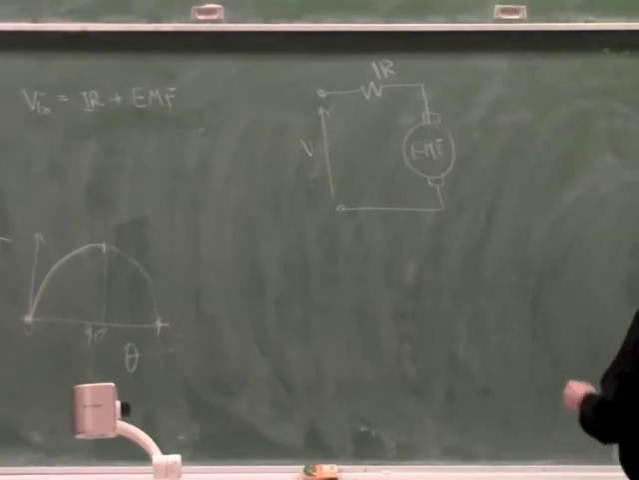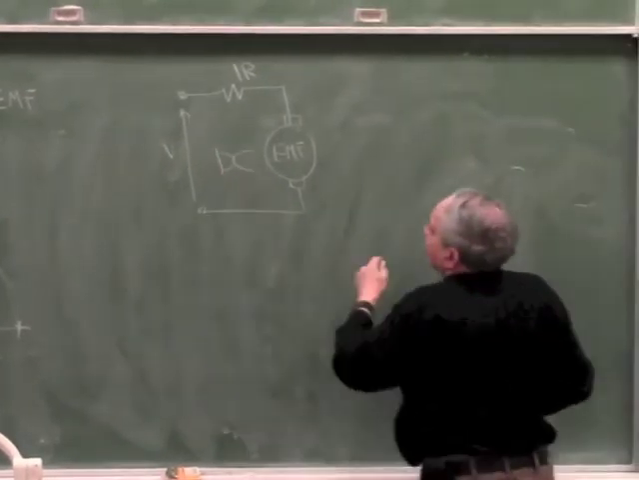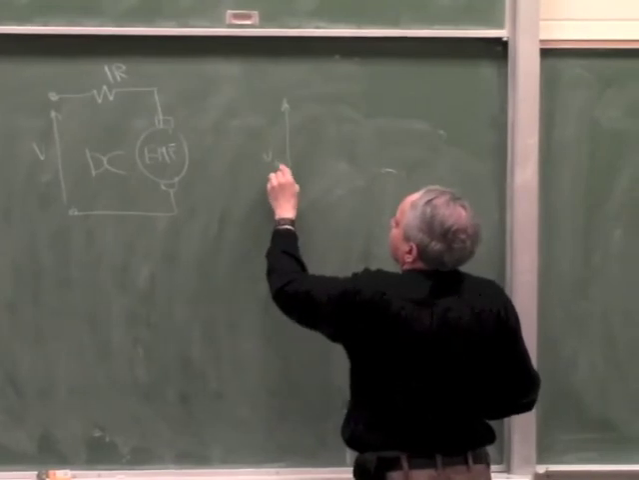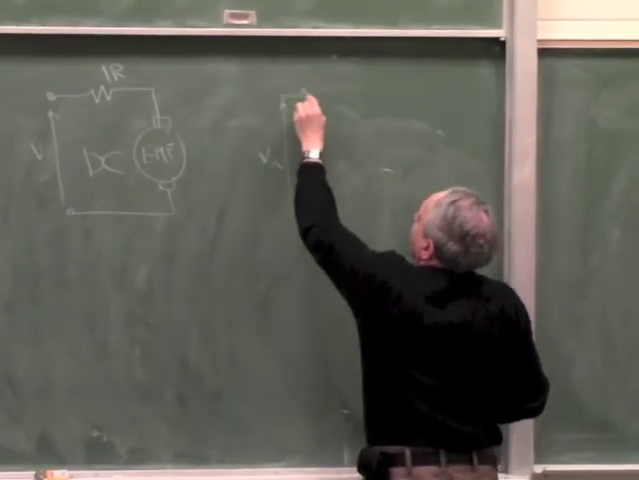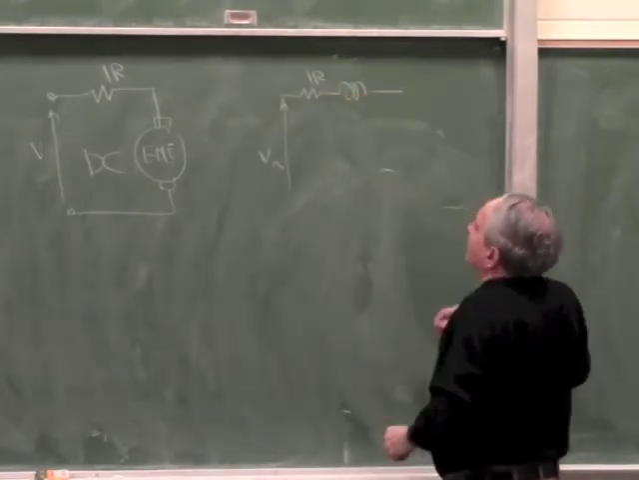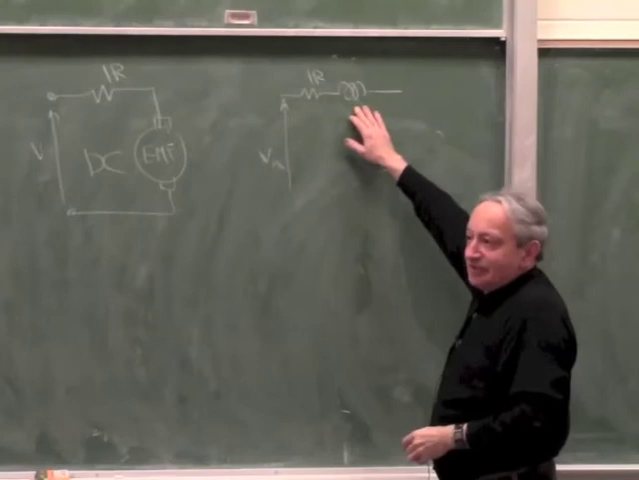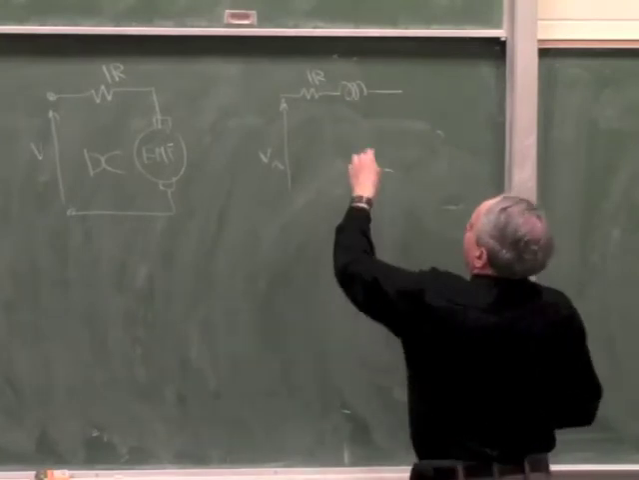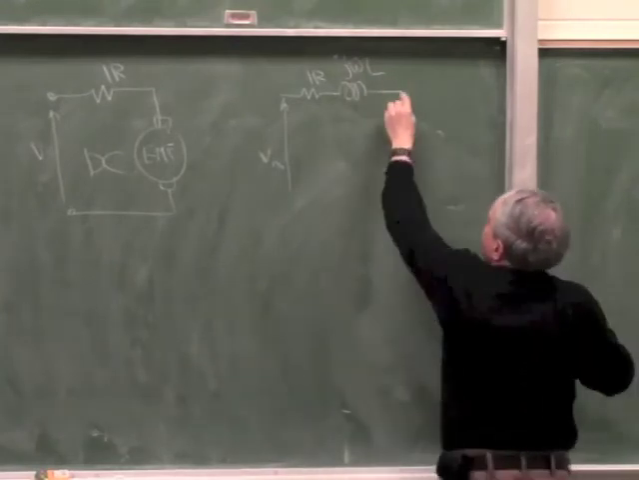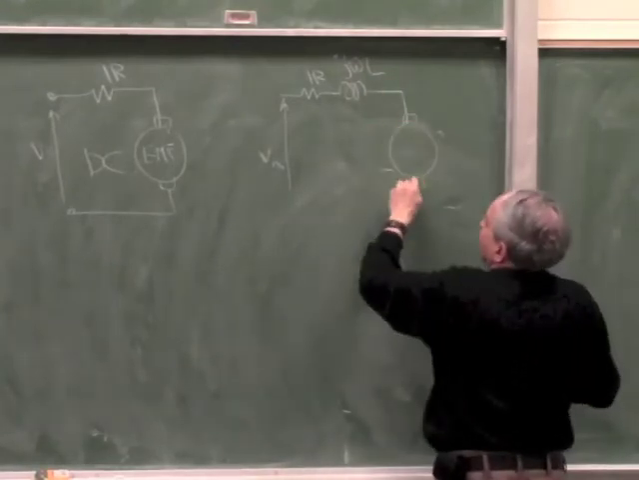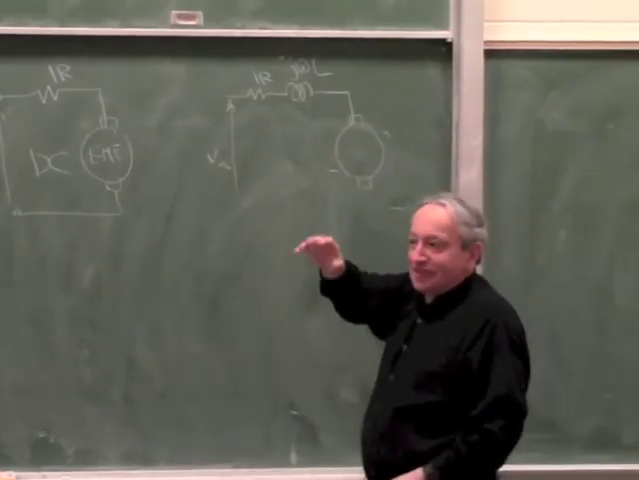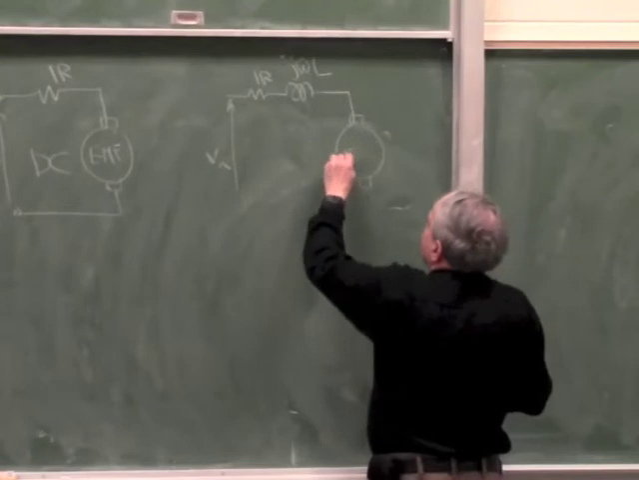Now in an AC motor, so this was for DC. In an AC motor it's a little bit more complicated because the input is actually AC. So now you have IR, but you also have some losses because there is some inductance to the coils. Okay? So you also have jωL, j because it's 90 degrees, and now you have the back EMF, and the back EMF is also a complex number because it's not exactly at the same phase. So it's a little bit more complicated, but the general idea is the same.